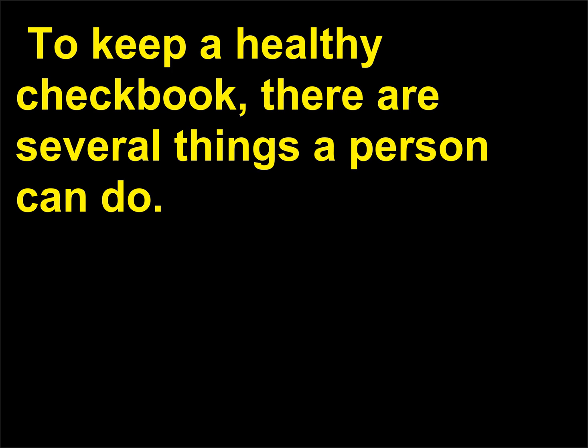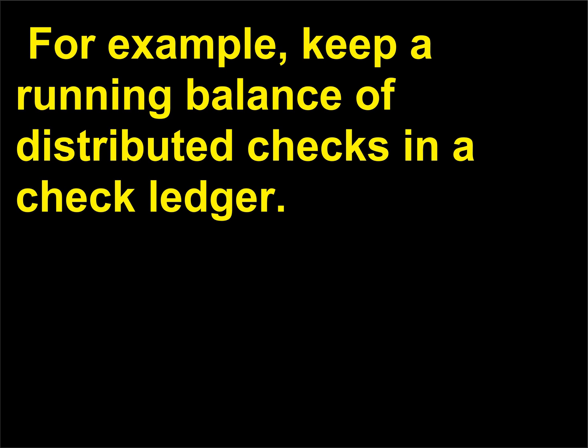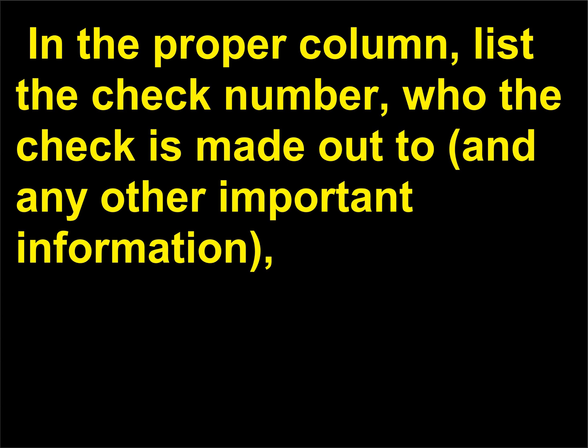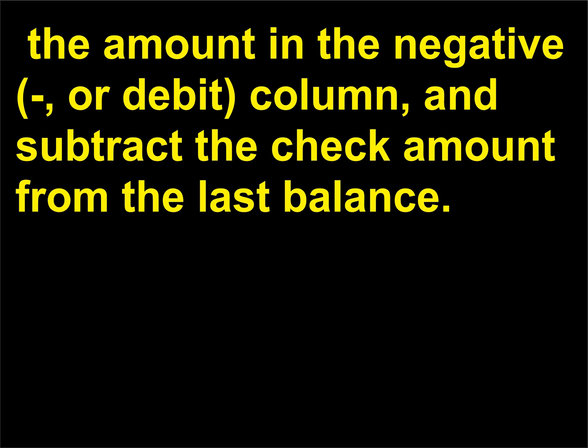For example, keep a running balance of distributed checks in a check ledger. Whenever you write a check, write the amount in the ledger booklet most banks give with the checks. In the proper column, list the check number, who the check is made out to, and any other important information. Put the amount in the negative, dash, or debit column, and subtract the check amount from the last balance.